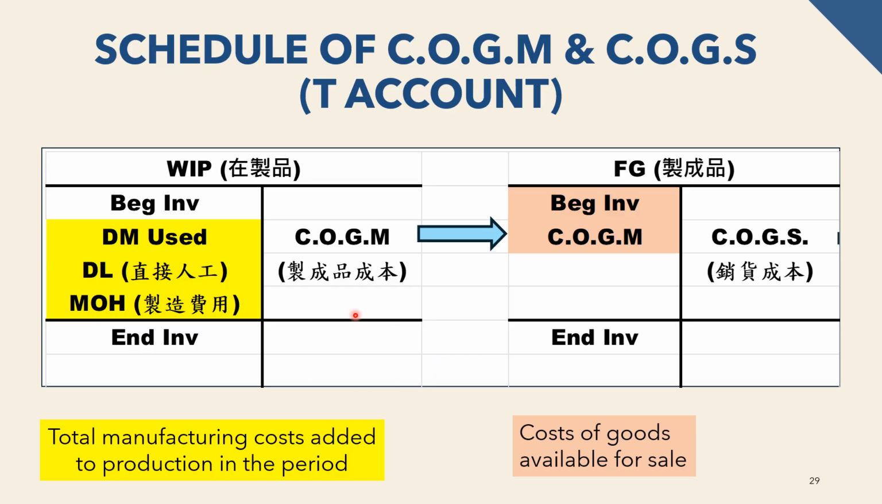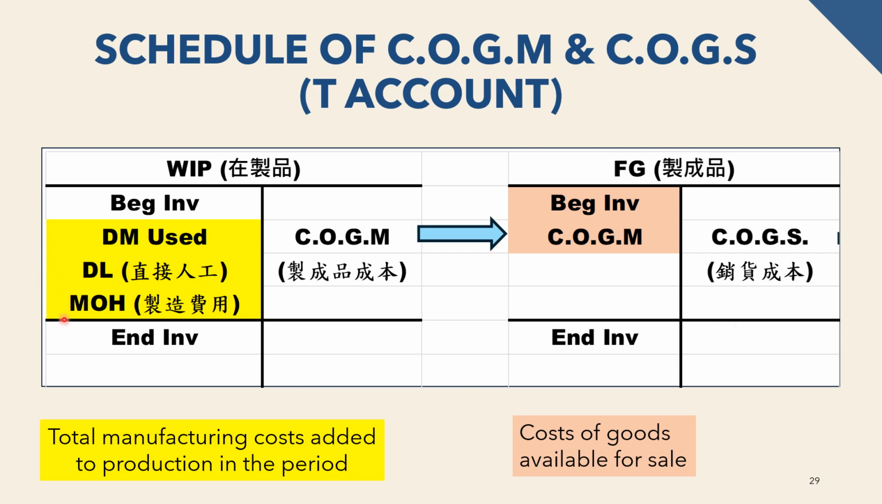If you would like to get the balance for cost of goods manufactured, you take the beginning inventory for work in process plus direct material used plus direct labor plus manufacturing overhead applied, and then minus ending inventory for work in process. You will get a balance of COGM. Then the COGM will be transferred to finished goods. And then if you take beginning inventory for finished goods plus this cost of goods manufactured just transferred in minus ending inventory for finished goods, you will get the balance for cost of goods sold.